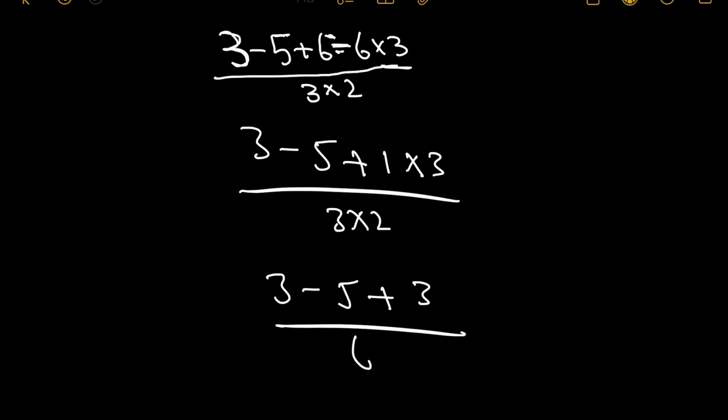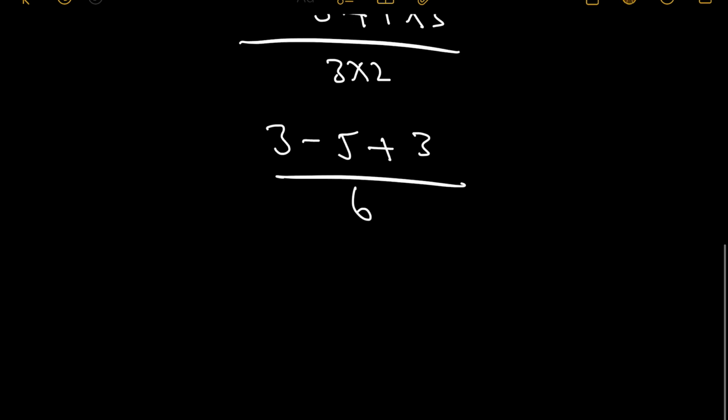Okay, and now in this situation when we solve from right to left, then 5 plus 3 is 8, 3 minus 8 is minus 5, and 3 minus 5 is minus 2 plus 3 is 1. So in this scenario we get a different answer from left to right or right to left.